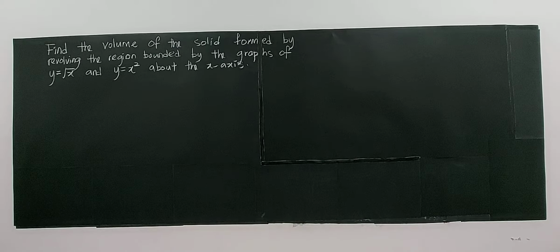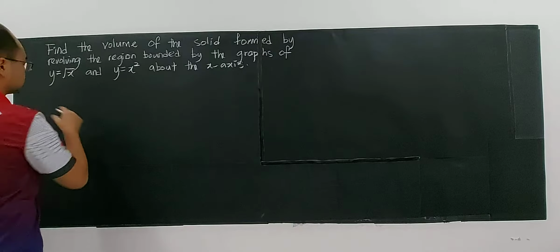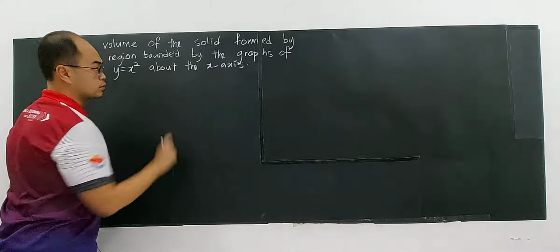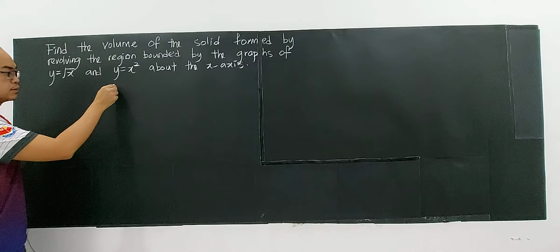Hi. Alright, in this video we're going to discuss the volume of the solid formed by revolving the region bounded by the graph of two curves about the x-axis, alright? So in these cases, the region bounded by these two curves is rotated, revolving about the x-axis, alright?